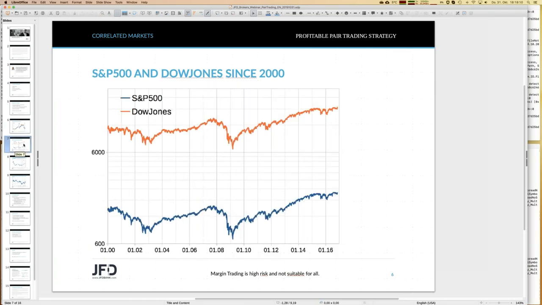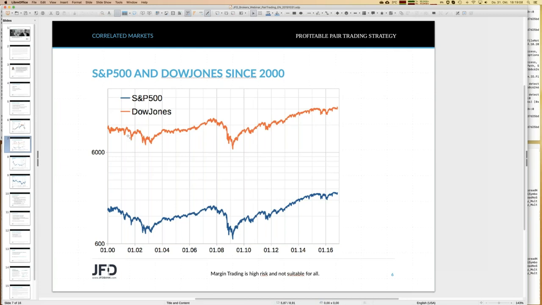Just another example. You see here in that chart the S&P 500 and the Dow Jones since 2000, for about 17 years. Besides that, we have a huge offset between the two, and that's one of the reasons why I used a logarithmic scale on the y-axis here. Honestly, if I didn't have the numbers here, would you know which one is which? Okay, we all know that the Dow Jones is in numbers higher than the S&P 500, but if I had normalized the chart, could you distinguish between S&P 500 and Dow Jones? I think the answer is no.